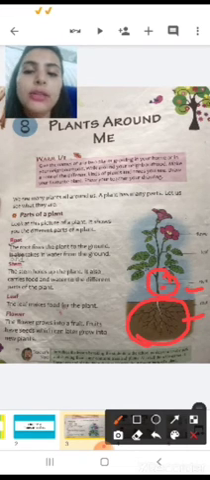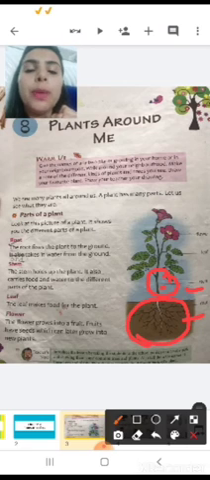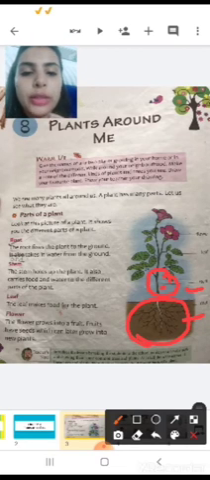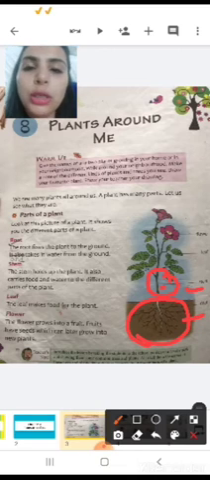These are our stems. Stems hold up the plants. The stem holds all the parts of the plant, like the leaves and the flowers, and it also attaches the roots to the plant. So basically, stems hold all the parts of the plant.